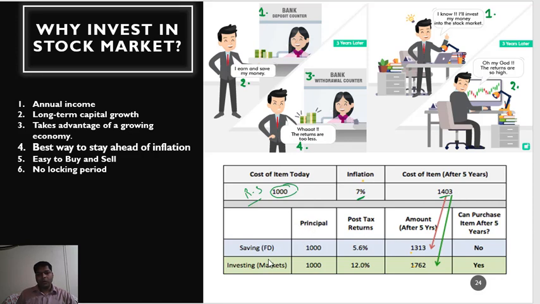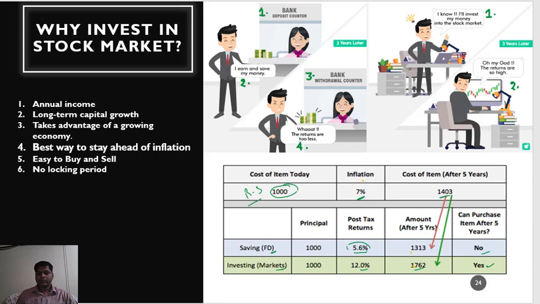So if we are going to invest our money in savings in an FD or invest in the market: if we invest in an FD at the rate of 5.6%, after 5 years we will get only 1313 rupees. So can we purchase the item after 5 years? No, because of the rate of inflation. And investing in the market, we get a rate of 12%, and the price we get is 1762. Then we are able to purchase it after 5 years.